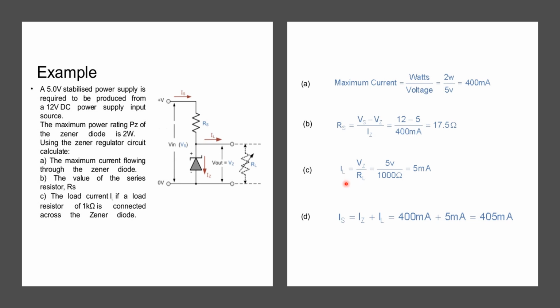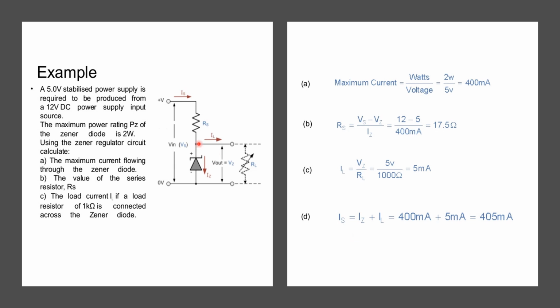Now we will calculate the load current. As per Ohm's law, I is equal to V by R. For the load current IL, we need Vz by RL. So what is the Zener voltage? We have selected 5 volts, so that is why 5 volts. And what is the load resistance they have given? They have connected a 1000 ohm, that means a 1 kilo ohm resistor across the load. So 5 by 1000 means 5 milliampere. So this load current is only 5 milliampere.